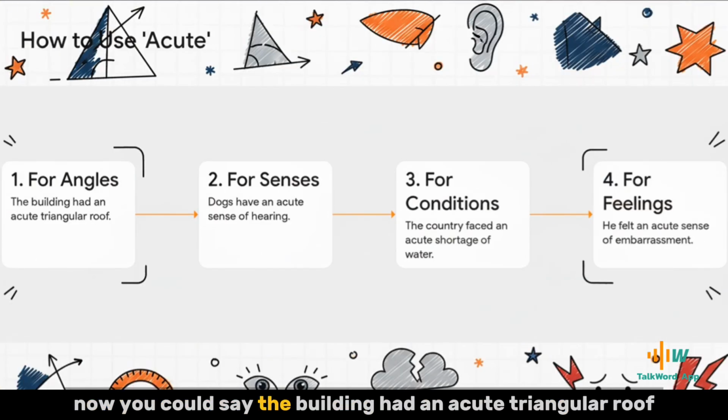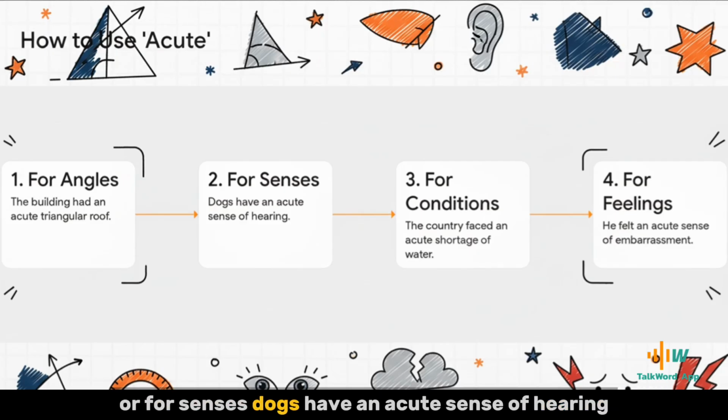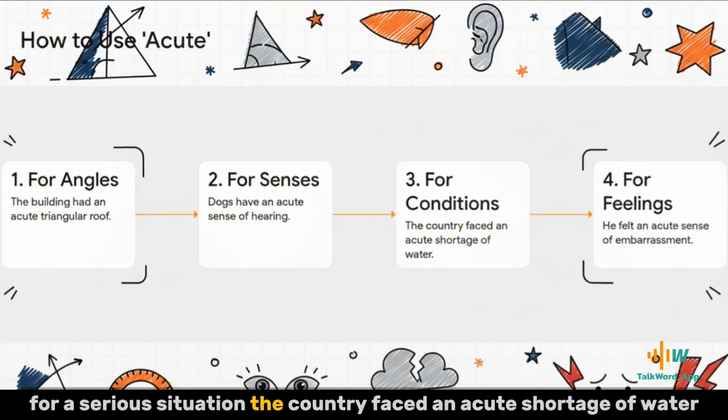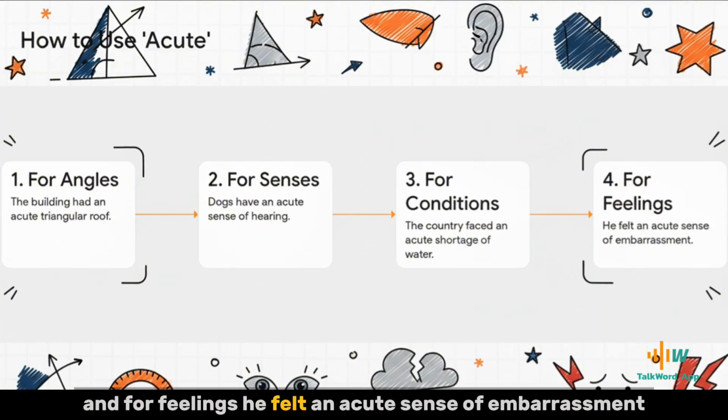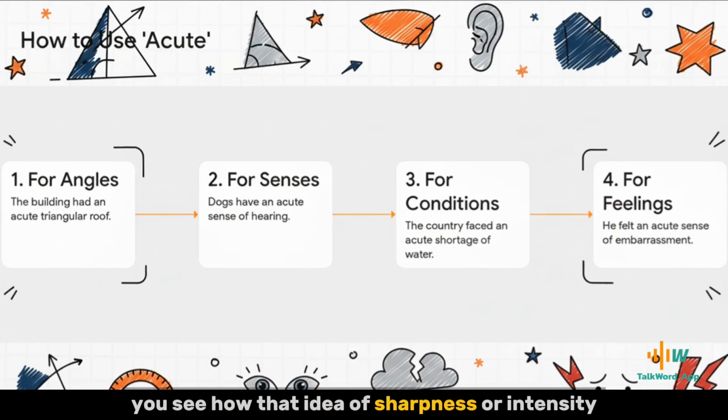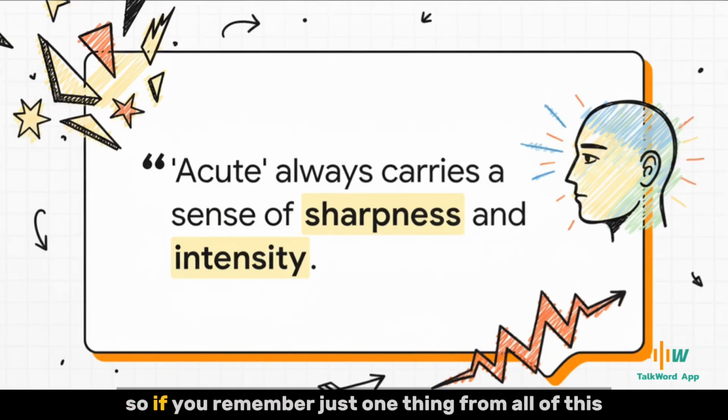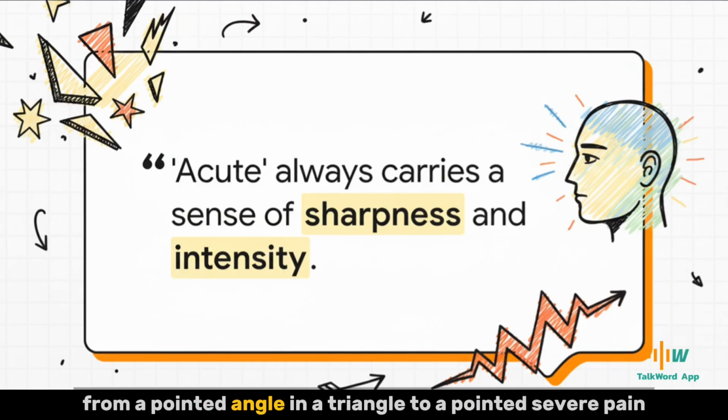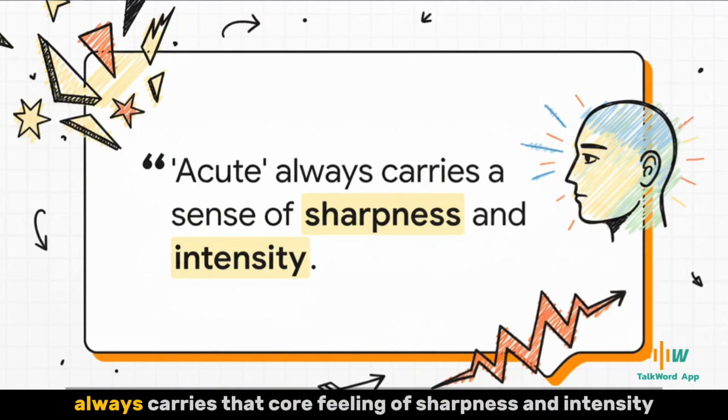You could say, the building had an acute triangular roof. Or for senses, dogs have an acute sense of hearing. For a serious situation, the country faced an acute shortage of water. And for feelings, he felt an acute sense of embarrassment. You see how that idea of sharpness or intensity just fits perfectly into every single one? So if you remember just one thing from all of this, let it be this. From a pointed angle in a triangle to a pointed severe pain, the word acute always carries that core feeling of sharpness and intensity.